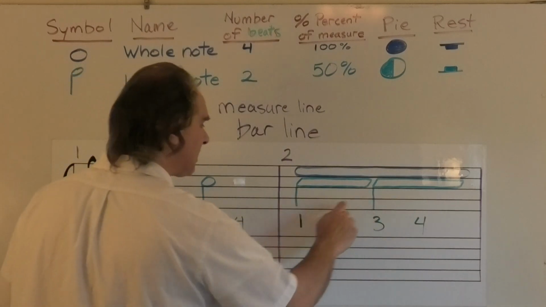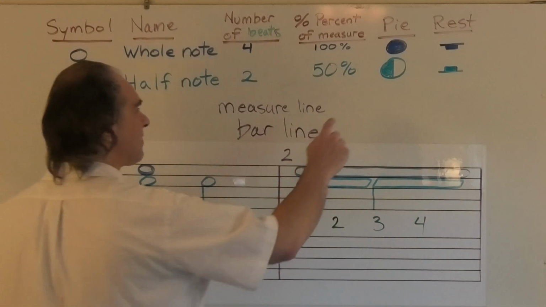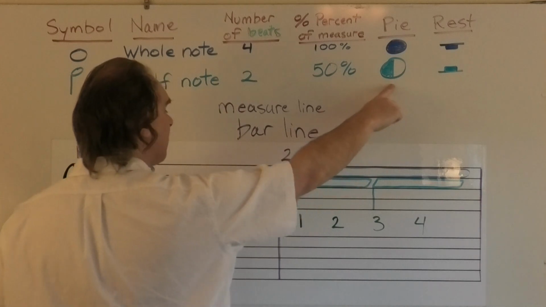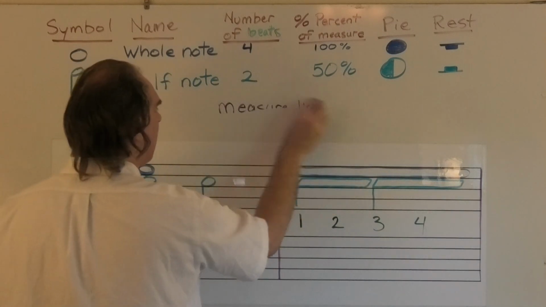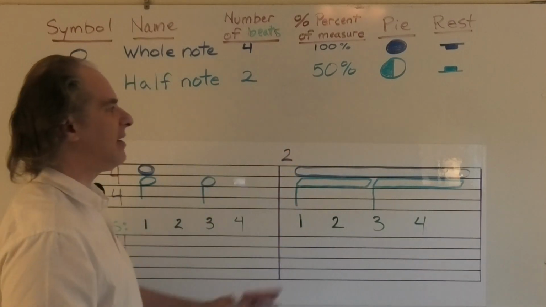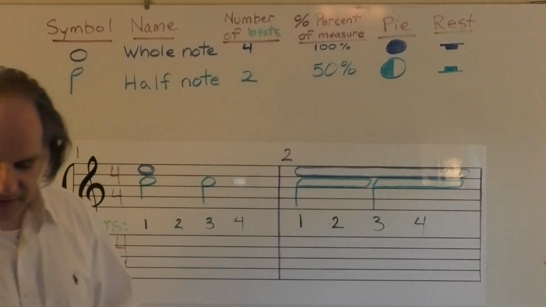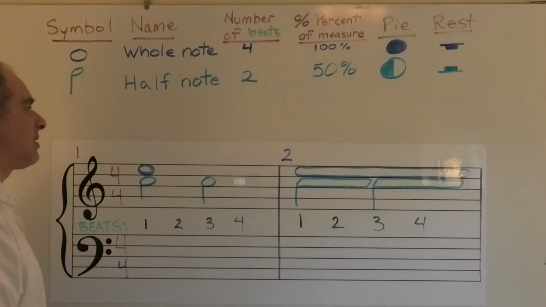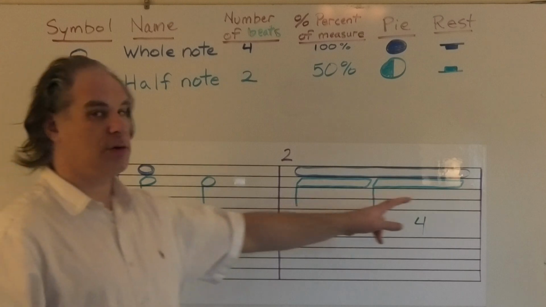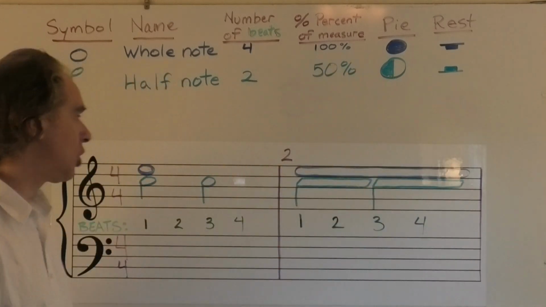So a half note lasts for 2 beats. It lasts for half the measure. And there's a pie, like an apple pie. If I slice an apple pie down the middle, we get 2 halves. So that represents the half note. 2 half notes will take up the whole measure.